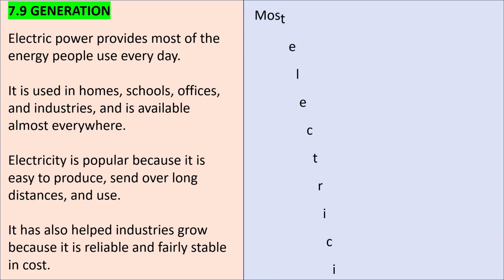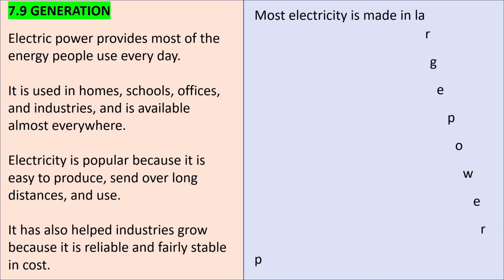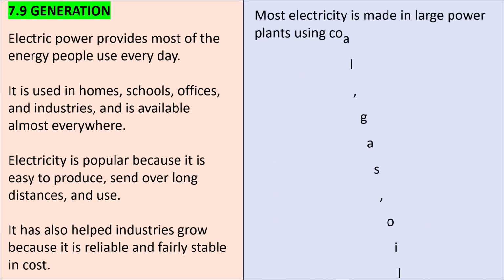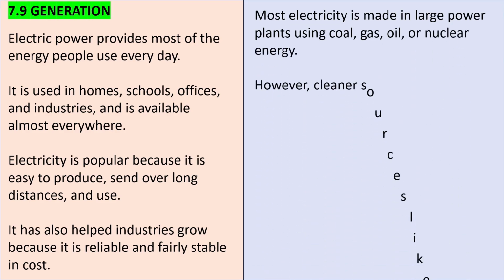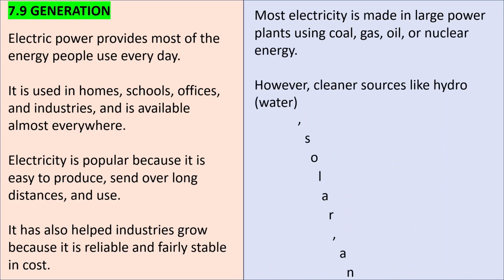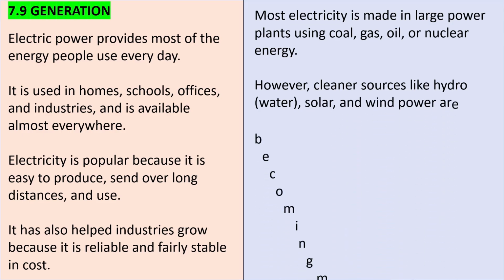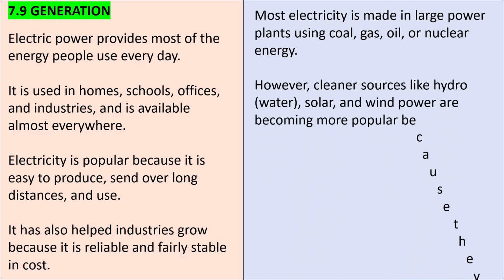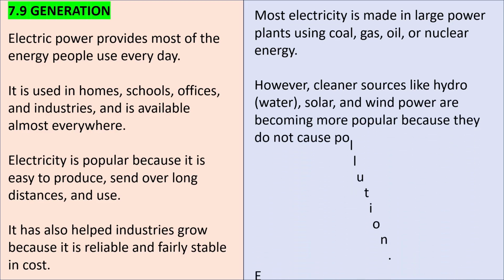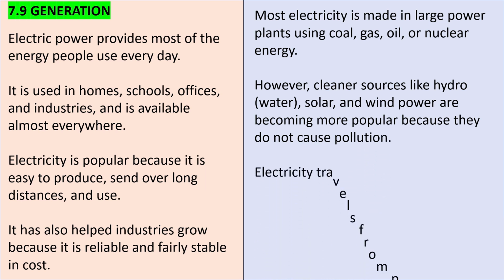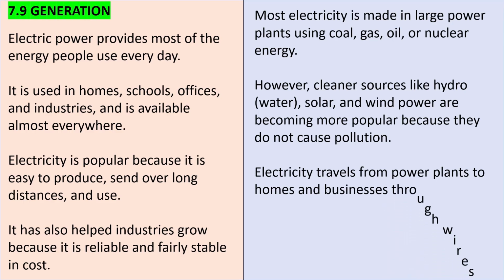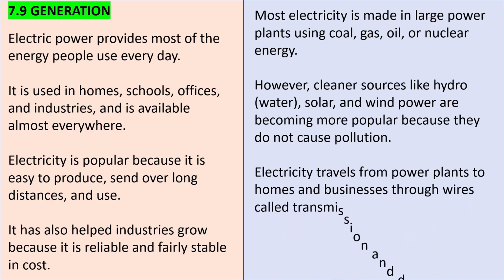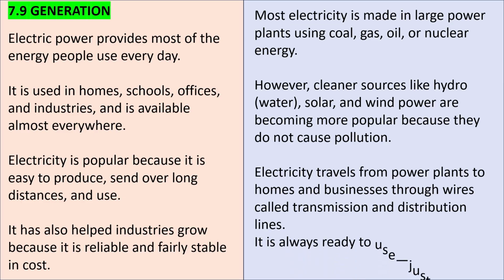Most electricity is made in large power plants, using coal, gas, oil, or nuclear energy. However, cleaner sources like hydro, solar, and wind power are becoming more popular because they do not cause pollution. Electricity travels from power plants to homes and businesses through wires called transmission and distribution lines. It is always ready to use. Just turn on a switch.